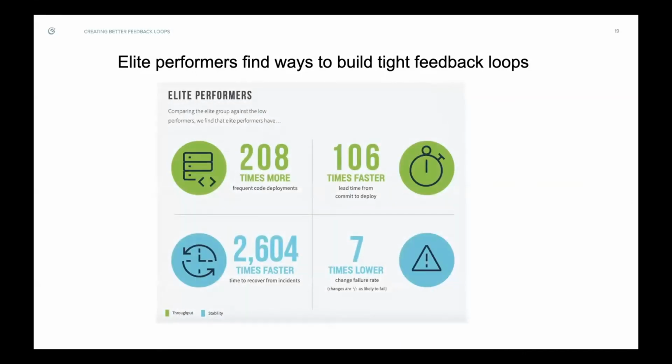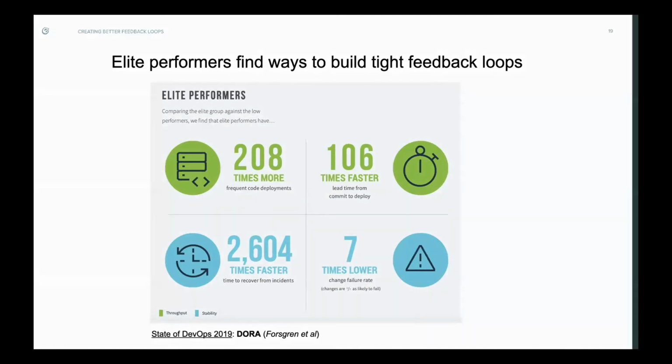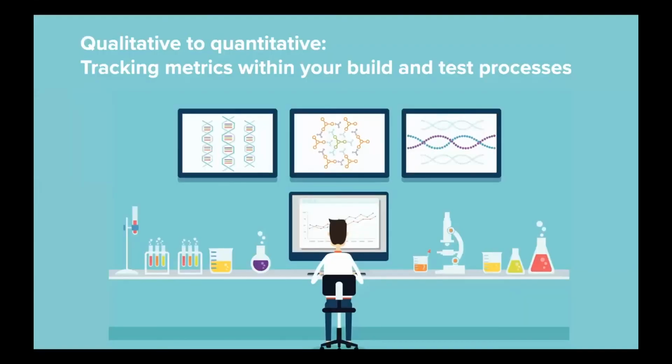Did you know that based on the highest to lowest performing ratios on this study, those elite performers were releasing code 208 times more frequently than the lowest performers, 106 times faster to get code from commit to deployment or into production, based on one extreme to the other. It's all fascinating. And the way they do that is by really focusing on getting this information out to their engineers, as well as all the other stakeholders.